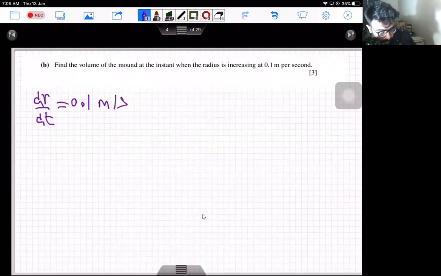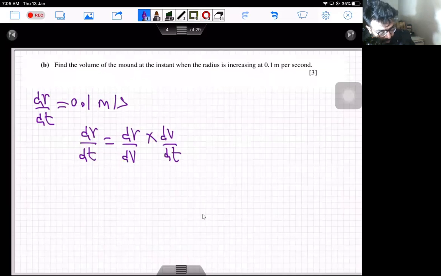In part A, we used the chain rule formula, which was dr over dt equal to dr over dv multiplied by dv over dt. Now we have the value of dr over dt, which is 0.1. We don't know the value of dr over dv, so we will keep it unknown.